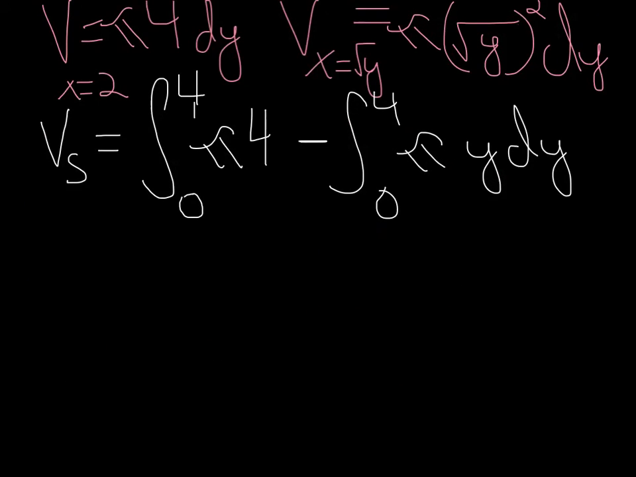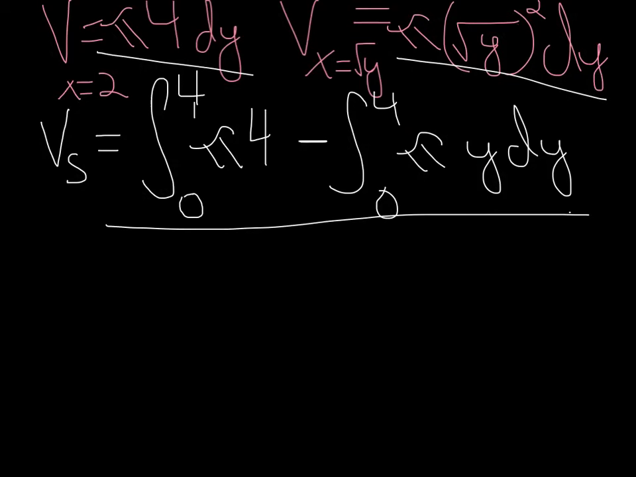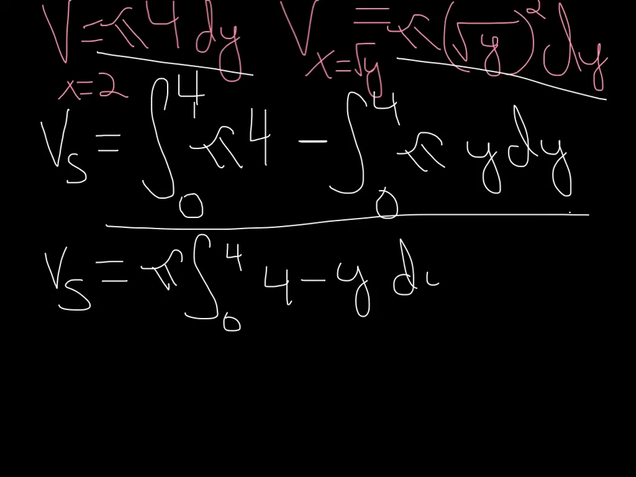Now that we have our two volume equations, we can plug this one into this integral and this one into this integral, and we can solve. But before we solve, we can simplify this equation. We have two integrals, but they have the same limits, so we can combine them, and since they both have pi, we can take the pi out and put it in the front. So the simplified version would be the volume of the solid equals pi times the integral from 0 to 4 of 4 minus y dy.